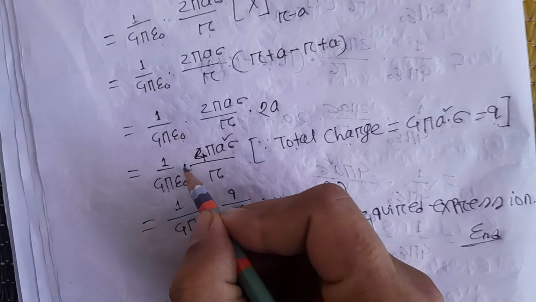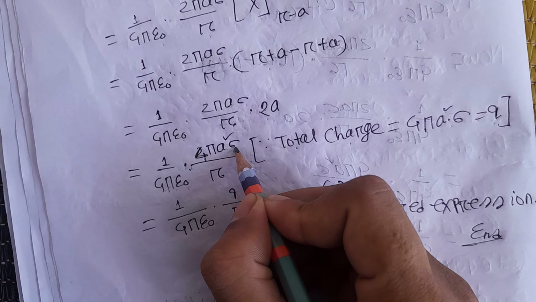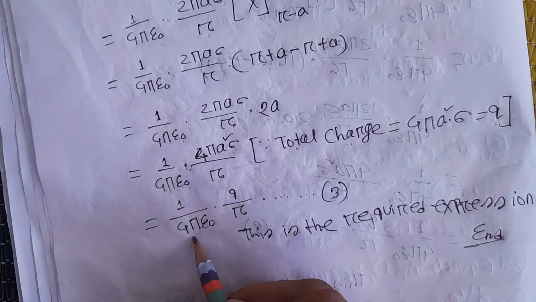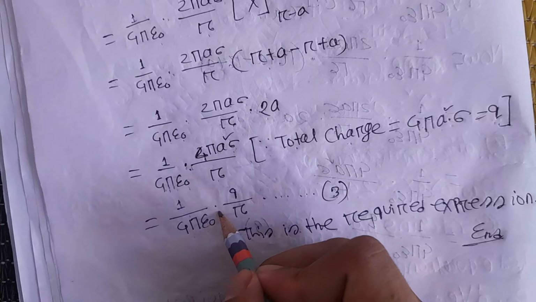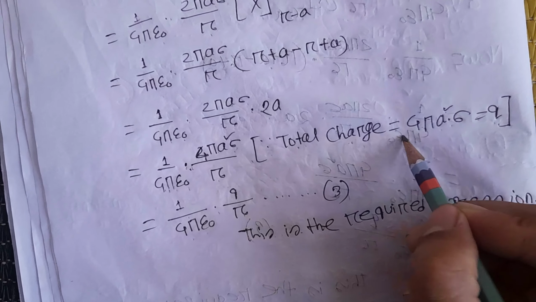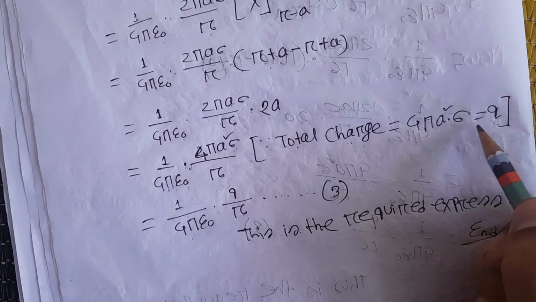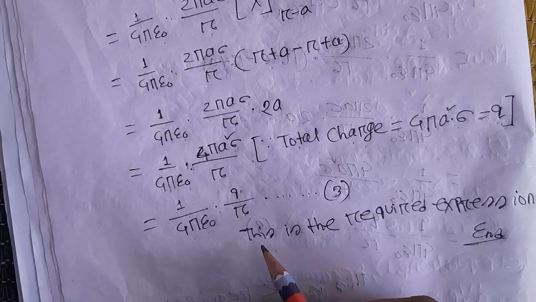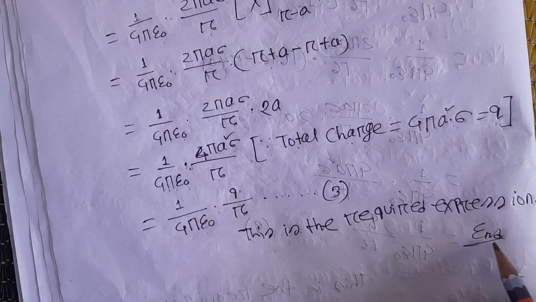1 by 4 pi epsilon naught into 4 pi a square sigma by r equal 1 by 4 pi epsilon naught into q by r, because total charge equal 4 pi a square sigma equal q. This is the required expression. End.